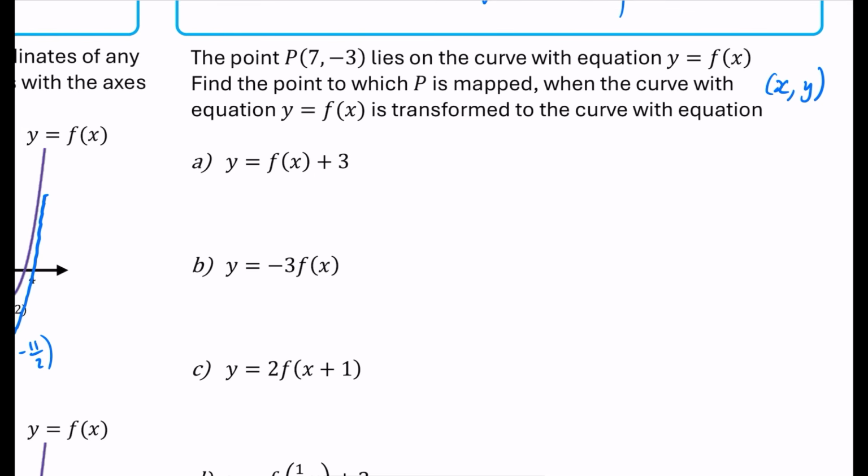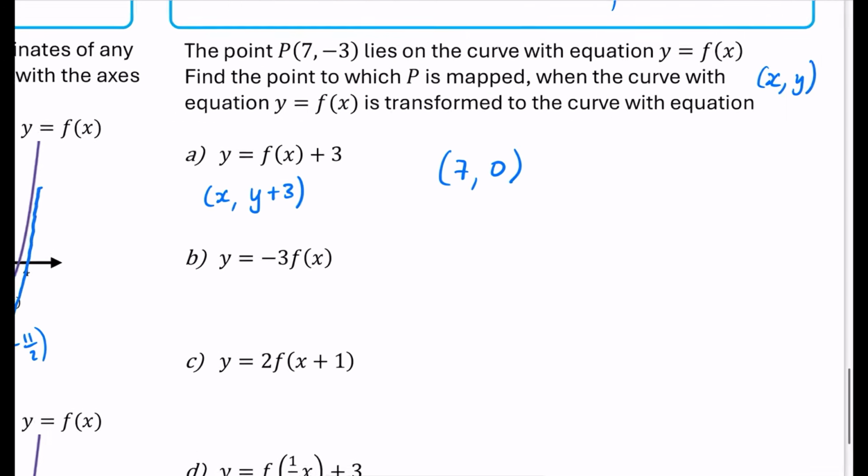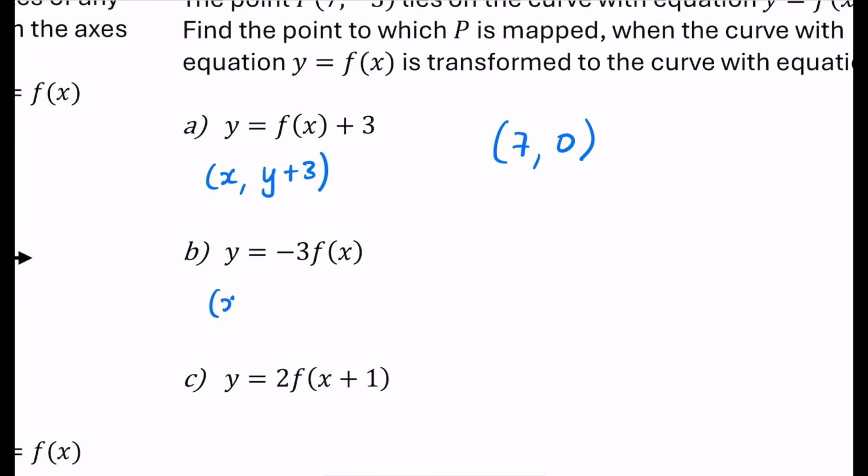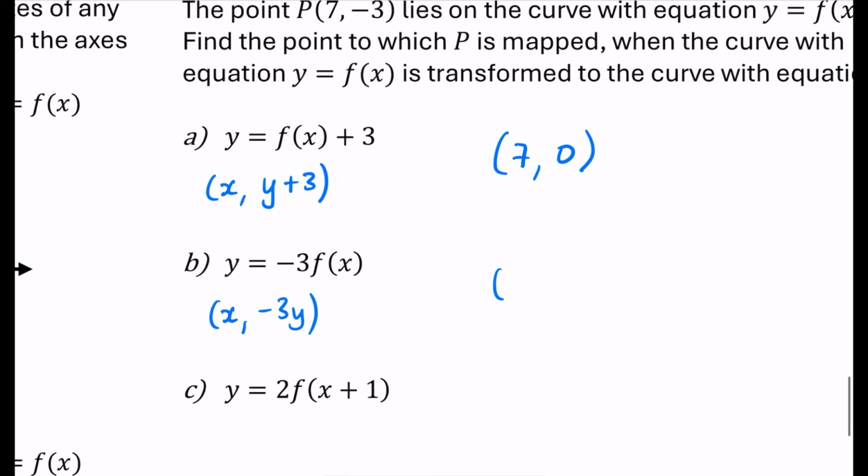So this one just means 3 is being added onto the y coordinate. So it would be an x, and then the y coordinate is going to be y plus 3. It's just moving 3 spaces up. So the new coordinate would be 7 and 0. This one, the y coordinate, is just being multiplied by minus 3. It's just the stretching in the y direction. So it would be an x and a minus 3y. So that means it was previously 7, minus 3. If I multiply minus 3 by minus 3, we get 9.